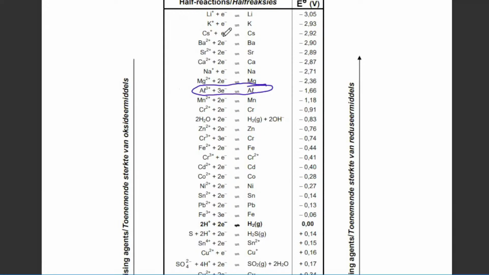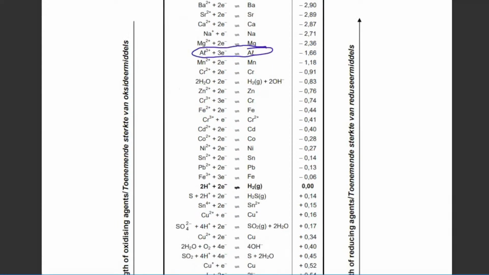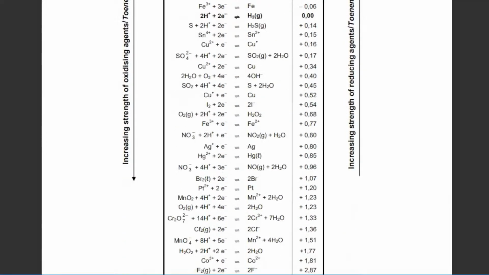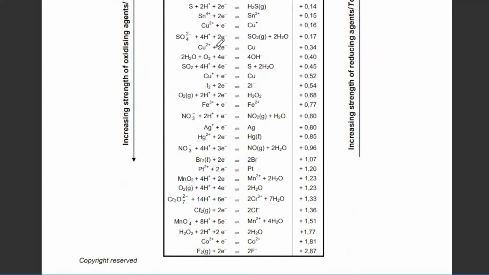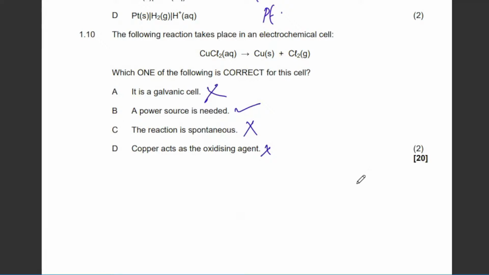Let's look at it. Copper is up and chloride is down. So copper is oxidized. Therefore, it becomes a reducing agent, because anything which is oxidized causes the other one to be reduced. So copper can't be an oxidizing agent. So the most correct answer is B, the perfect answer.